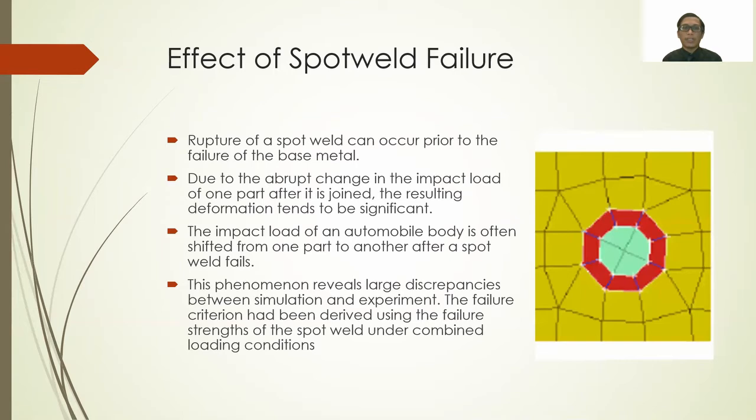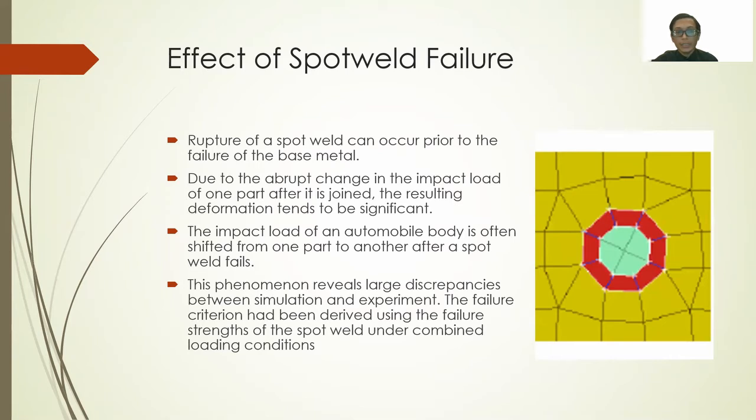Effect of spot weld failure. Rupture of a spot weld can occur prior to the failure of the base metal due to an abrupt change in the impact load of one part after it joins. The resulting deformation tends to be significant. The impact load of an automobile body is often shifted from one part to another after a spot weld fails.